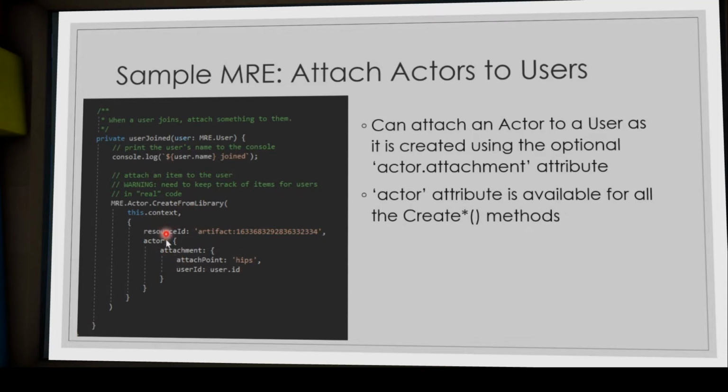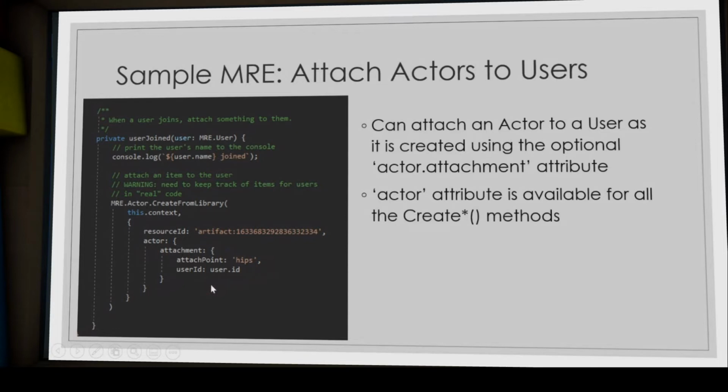So what this one ends up doing is when a user joins, it creates from the library a kit item. In this case, this magic number is that mule. And then the extra parameter, the attachment: we're going to make it an attachment, attach it to the hips of that particular user.